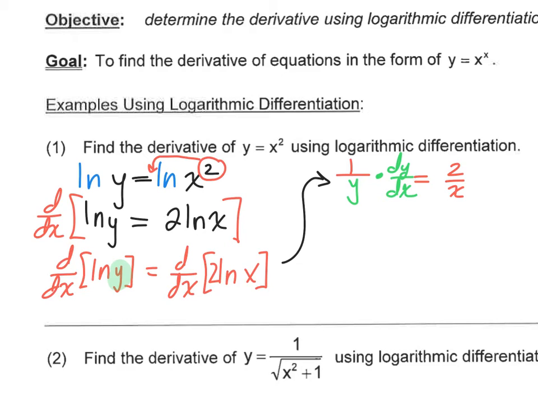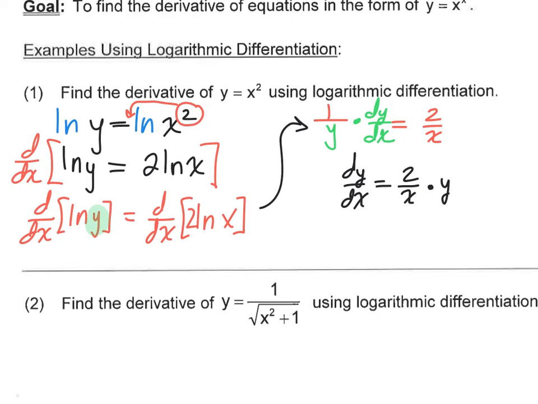So you might look at this and say, well, okay, that's not 2x. So clearly we did something wrong, but we didn't, because dy dx, if I multiply both sides by y, is 2 over x times y, still not equal to 2x, but I do know from earlier on that y is equal to x squared. So 2 over x times x squared, which is in fact equal to 2x.